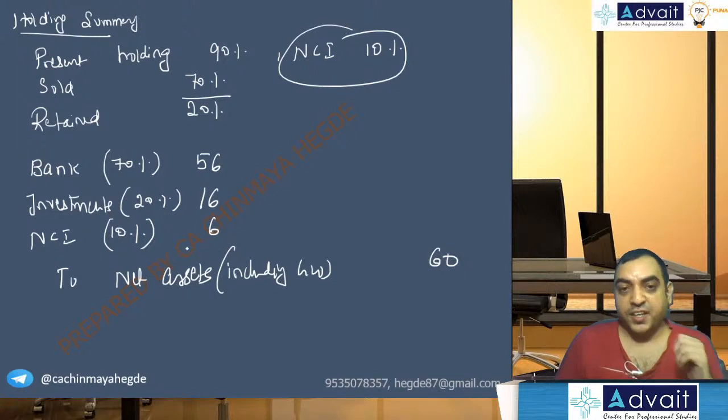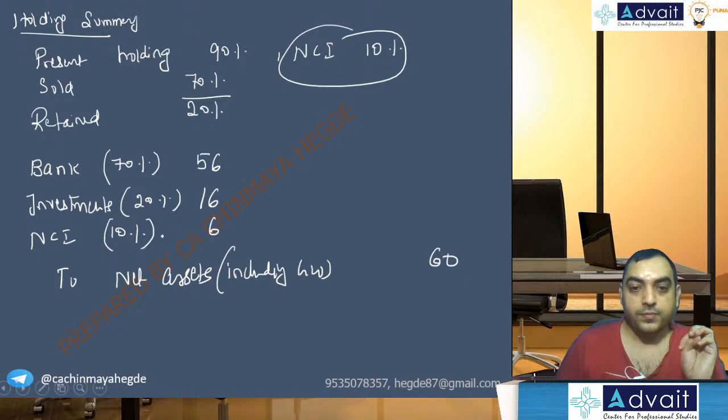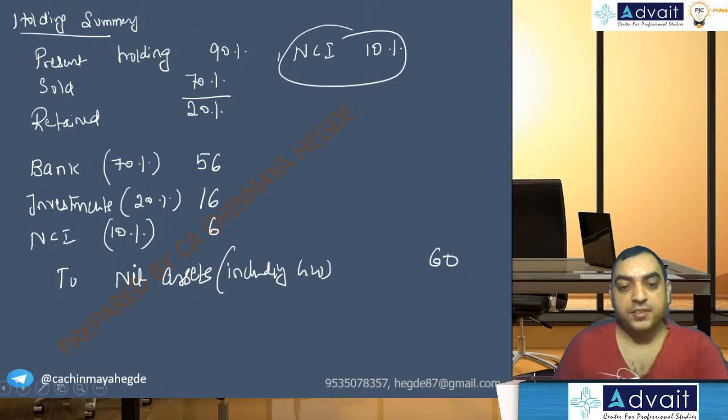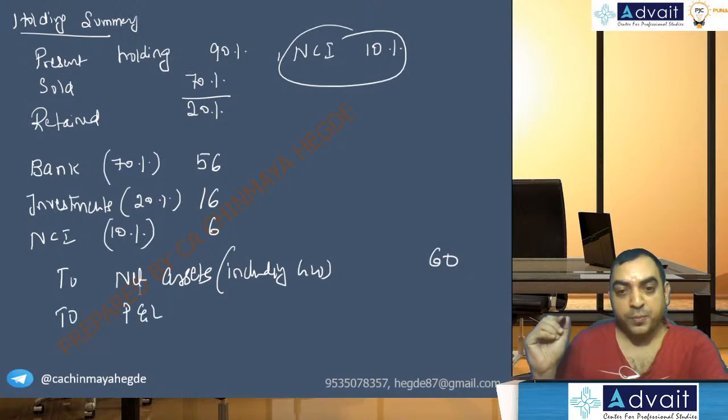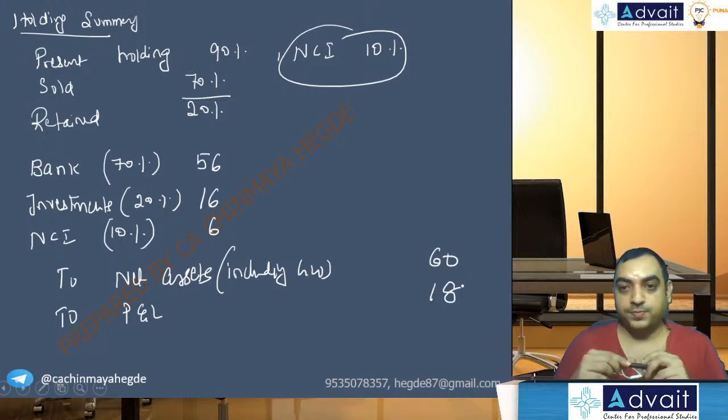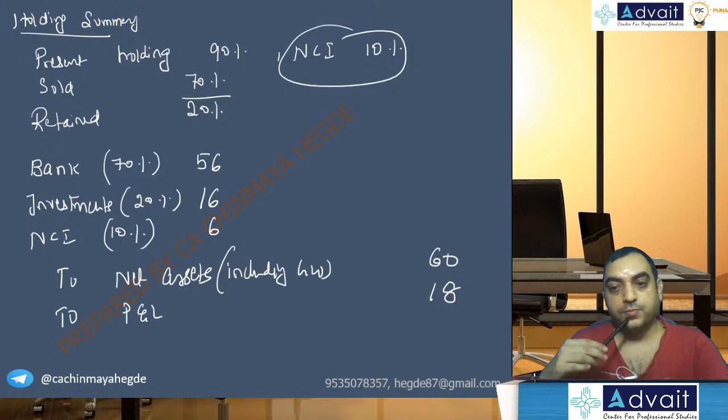So what is the balancing figure? Profit or loss? I think profit. The profit will be credit to P&L. Please find out the balancing figure. I think you get 18 crores. Please check the calculations. Are the amounts fine?